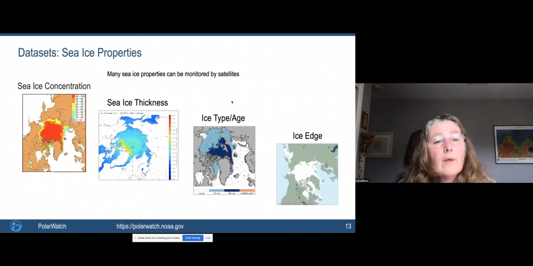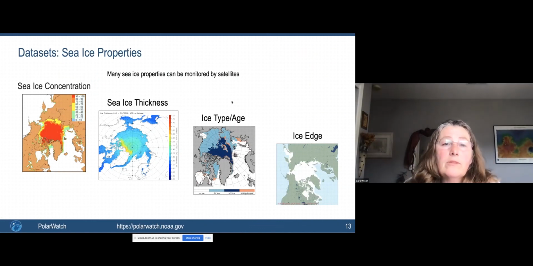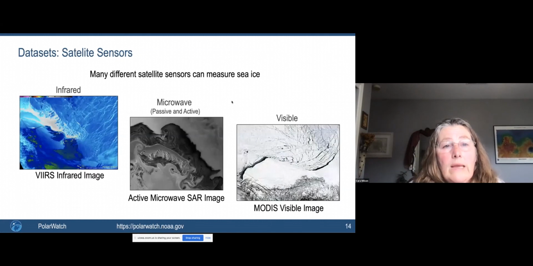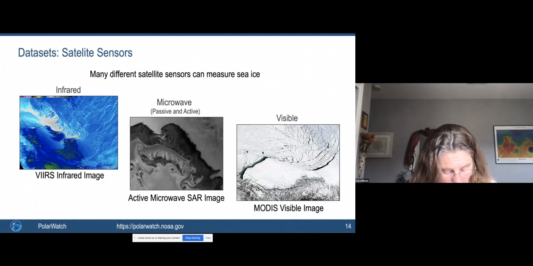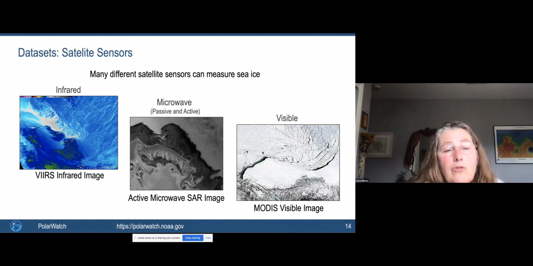So again, to summarize, there are these different sea ice properties that can be monitored by satellites. We can get sea ice concentration, thickness, the ice type and age, and we can get the ice edge, which we were just looking at with the MIZ. And we can get it from different types of sensors. We can get it from visible and infrared, and it's pretty obvious looking at the visible imagery, you can sort of see where the ice is and where it isn't, and with infrared you can also see the imagery of ice.